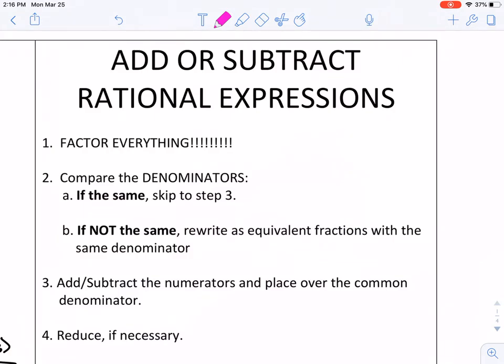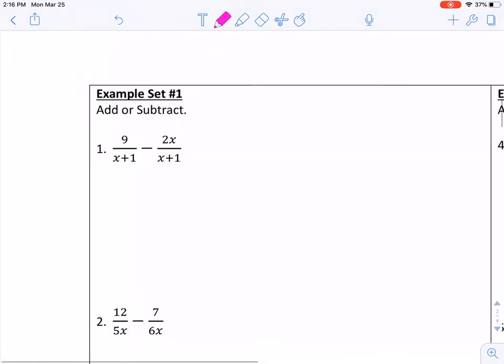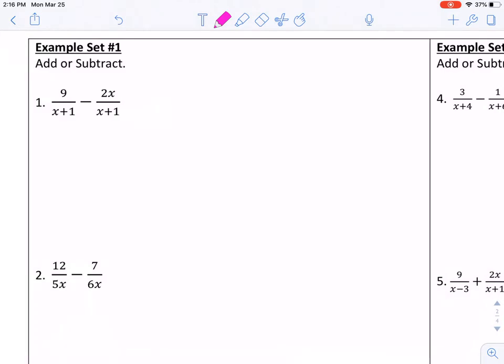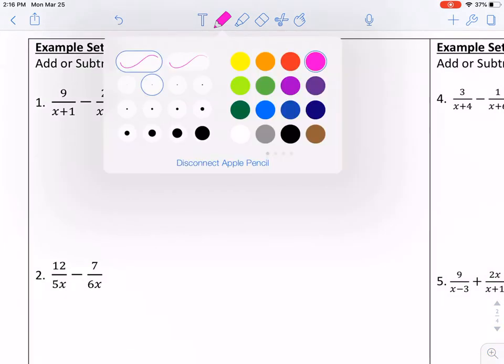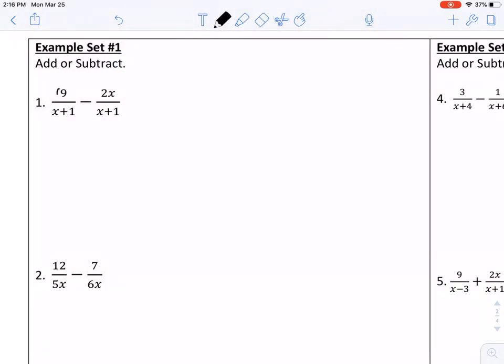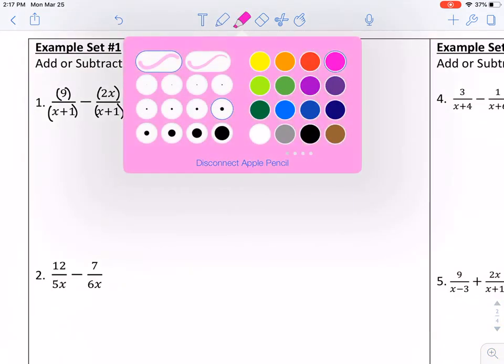But let's look at our examples. So first, we look and see, do we have to factor anything? Well, 9 doesn't factor. Well, you could have 3 times 3, but it's not going to help us in this problem. We have x plus 1, we have 2x. So these aren't factorable. So let's go and look at the denominators first.